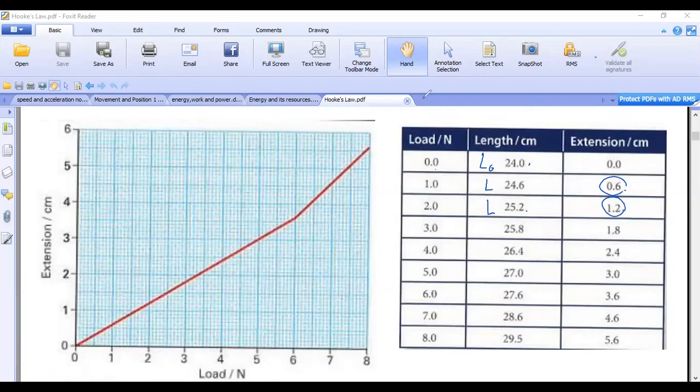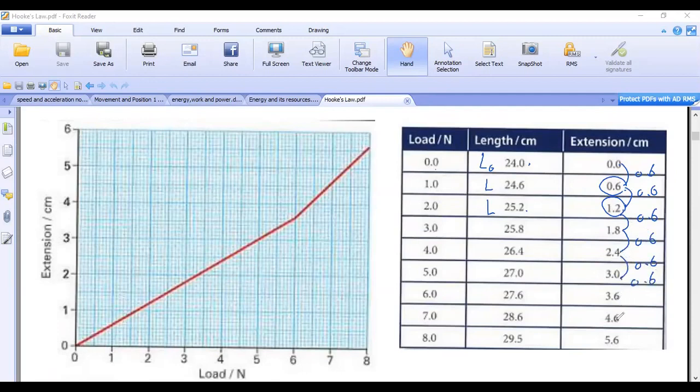Okay. What's the difference between this reading and this reading? Here, the difference between 0 and 0.6 is 0.6. Between 0.6 and 1.2 is 0.6. And so on. The difference here is 0.6. And here it is 0.6. And here it is also 0.6.